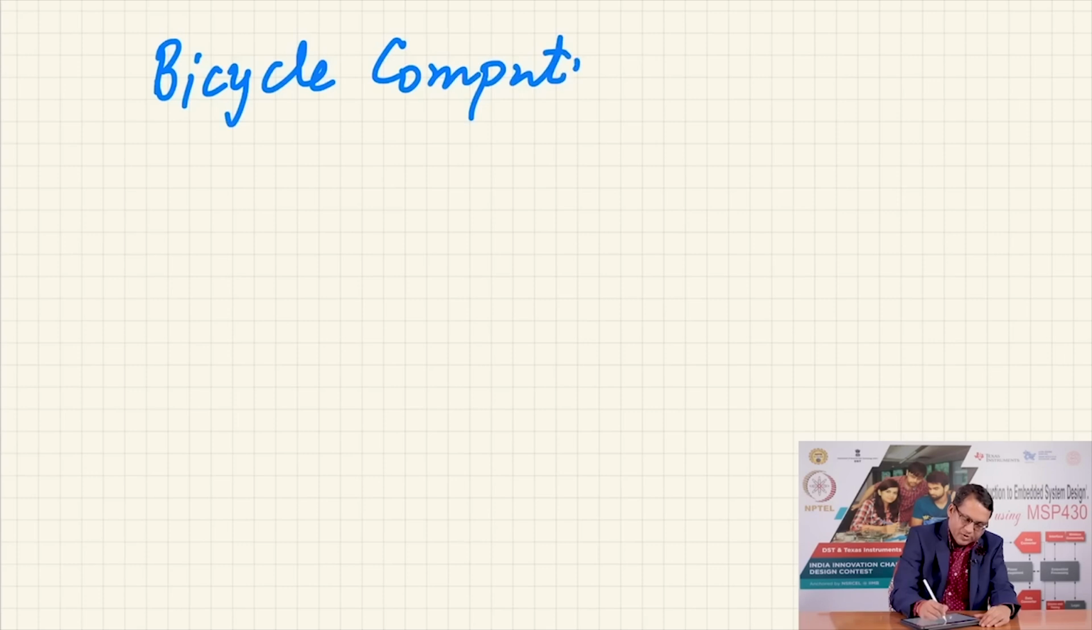What does a bicycle computer do? Usually it will tell you the distance traveled, the acceleration, the amount of time you took for a given journey, right. Now, how would it measure all these parameters?